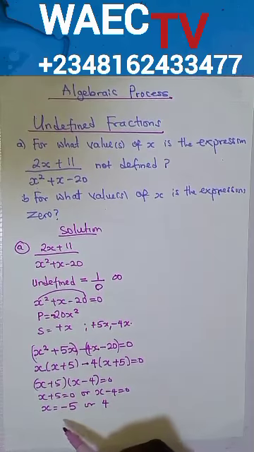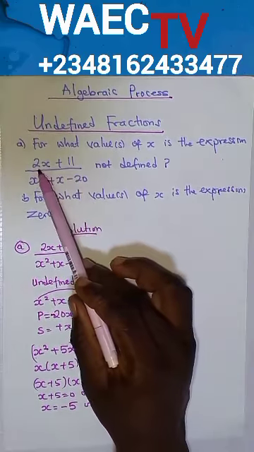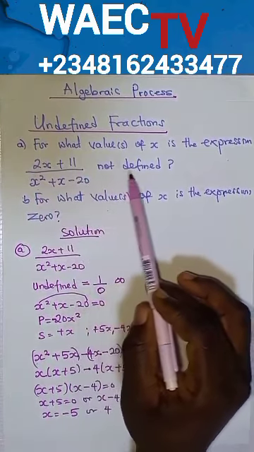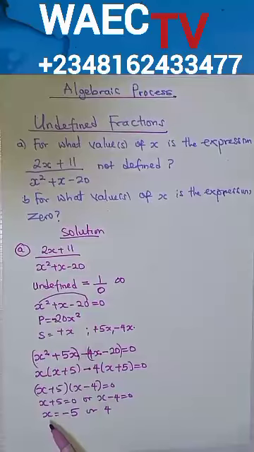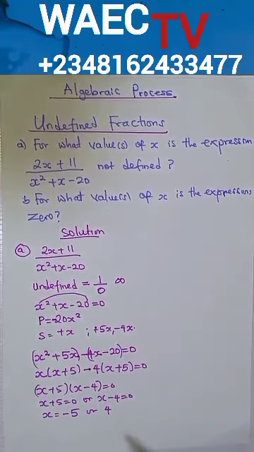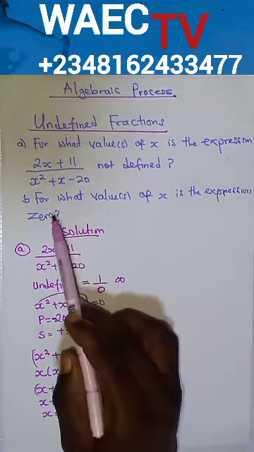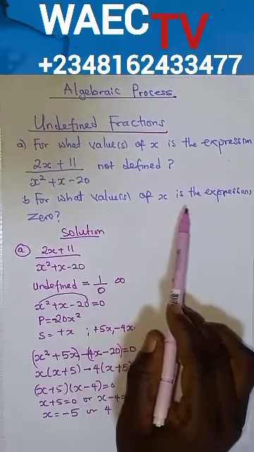So the values of x for this expression, 2x plus 11 over x squared plus x minus 20, to be undefined is when x is minus 5 or when x is 4. Next is the B part of the question, which says, for what value or values of x is the expression 0?